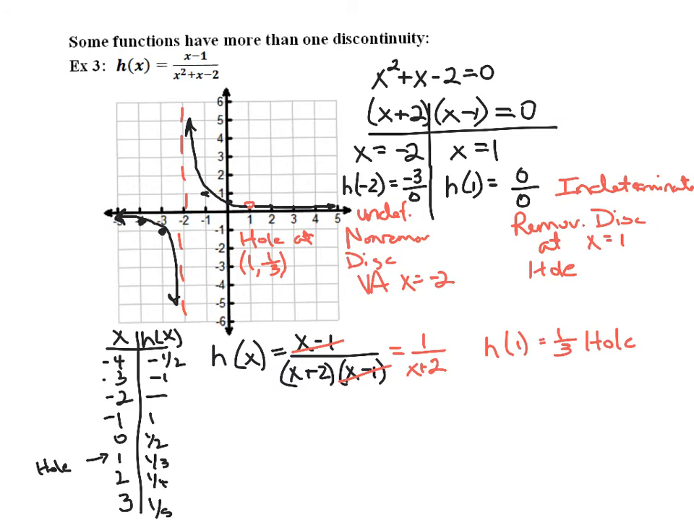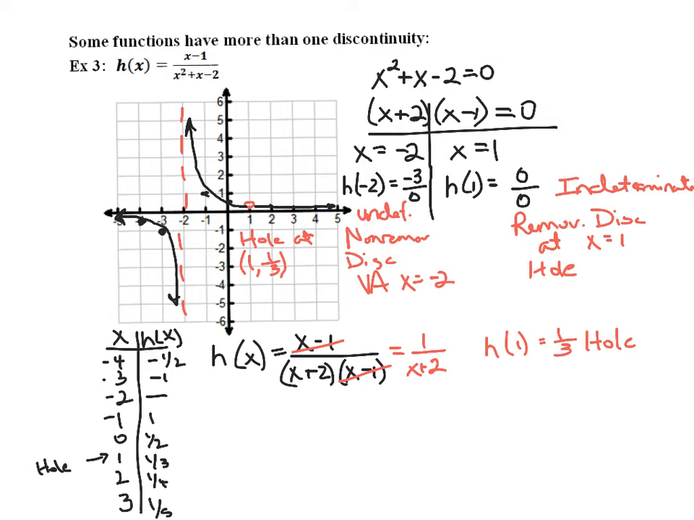So I've filled out the table of values. Notice that I've plotted the points. I see a vertical asymptote at -2 where I have a non-removable discontinuity, and I see a hole at the point (1, 1/3) where I see a removable discontinuity.